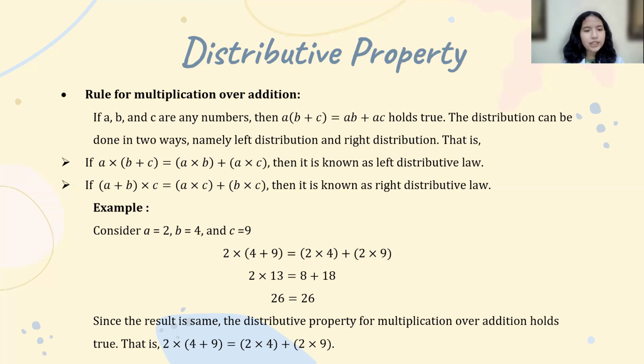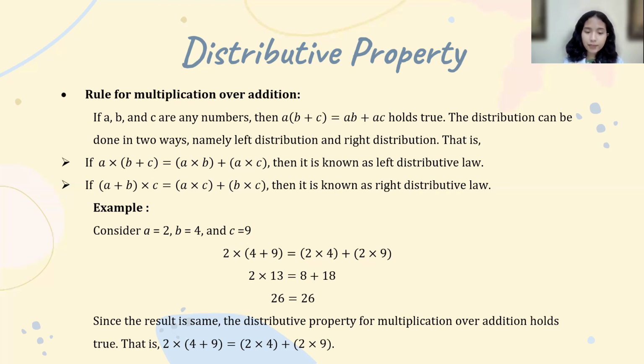For the example, consider A is 2, B is 4, and C is 9. We can substitute that into the left distributive law formula. 2 times the sum of 4 and 9 is equal to 2 times 4 added to 2 times 9. 2 times 13 is equal to 8 added to 18. And then the result is 26 is equal to 26.